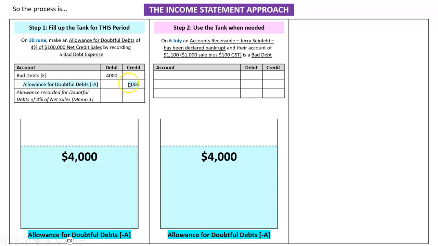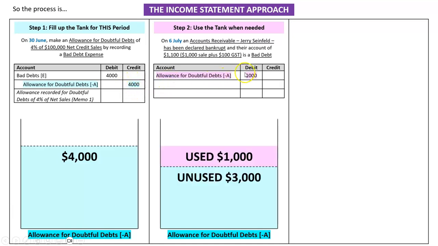So if it was a credit to increase the tank, it's a debit to decrease it. So we would debit the allowance for doubtful debts by 1,000. And effectively what that's saying is I've now used $1,000 of my allowance, and I've got $3,000 unused. So that is there in case any other accounts receivable end up going bankrupt and won't repay.